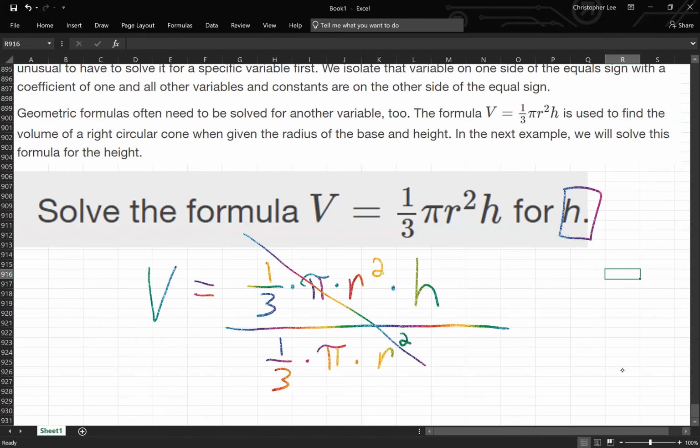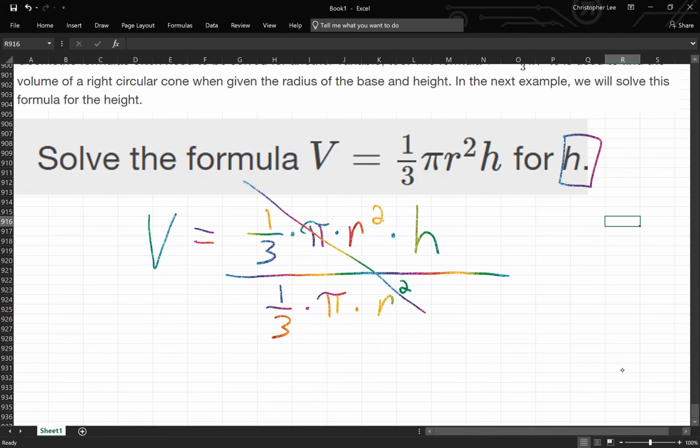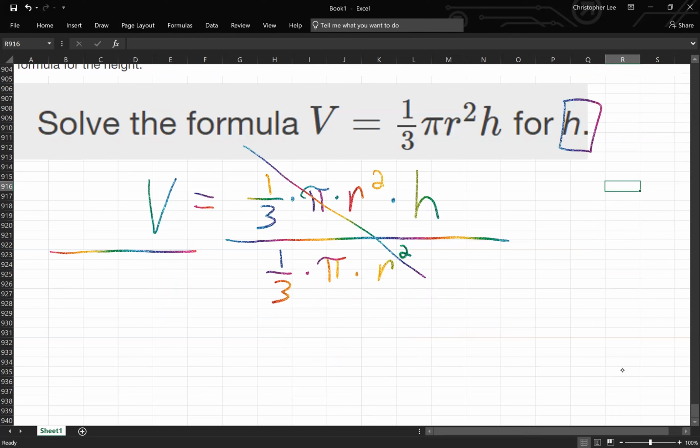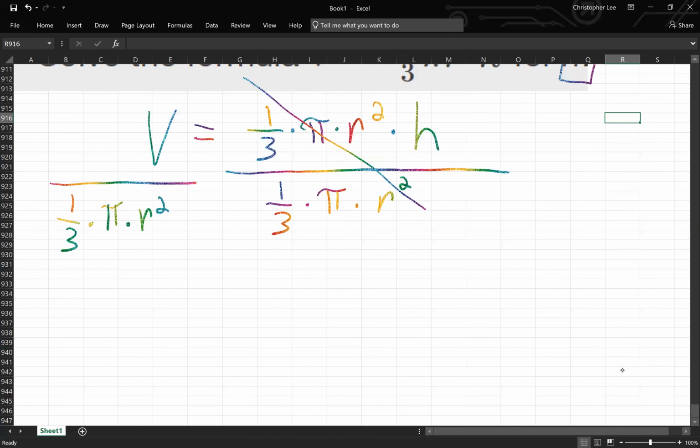But wait. You remember what I said before: when we do something to one side of the equation, we have to do it to the other side of the equation. So I'm gonna divide all of that by V over 1/3 pi r squared. Literally, that's it. I'm done with the question. So I have h is equal to V over 1/3 pi r squared. You don't need to keep putting the dot. I'm just putting it there to overemphasize that it's multiplication.